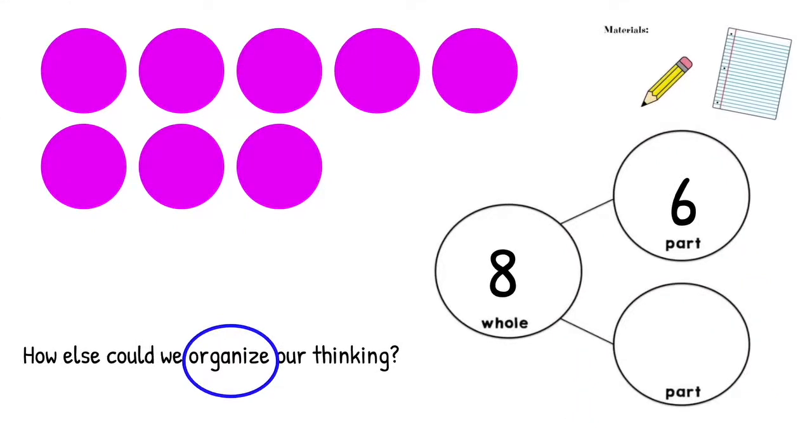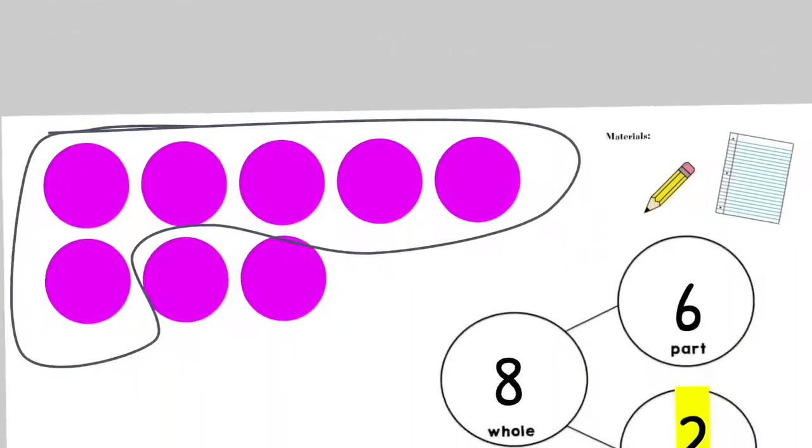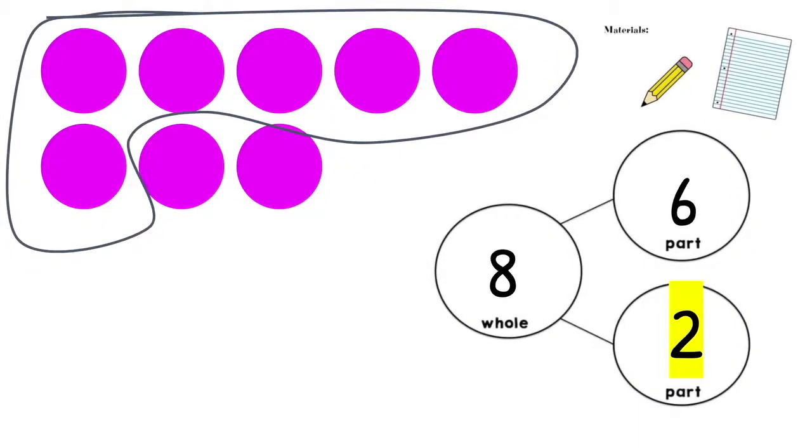How else could we organize our thinking? Okay, I could circle the group. Circle the group of 6, and that shows me what I have left over. Okay, so this is going to be our last practice problem. And we're going to show a quick picture of 8 circles. So go ahead and draw your 8 circles.